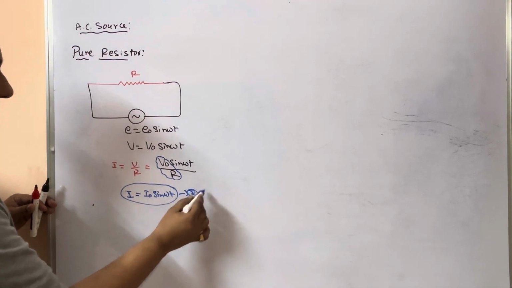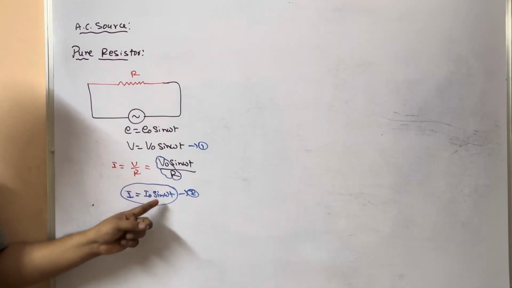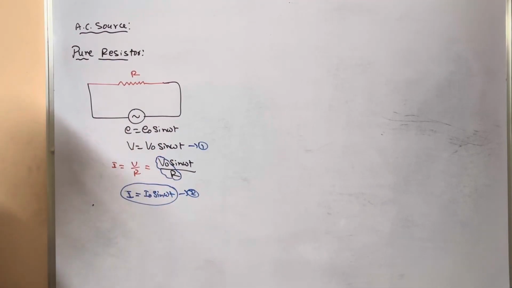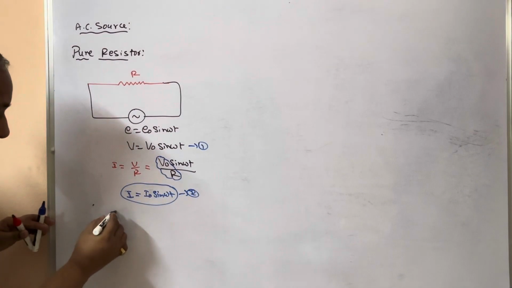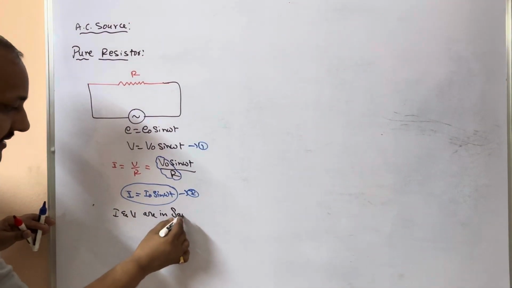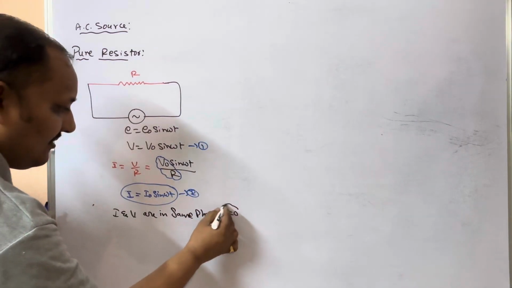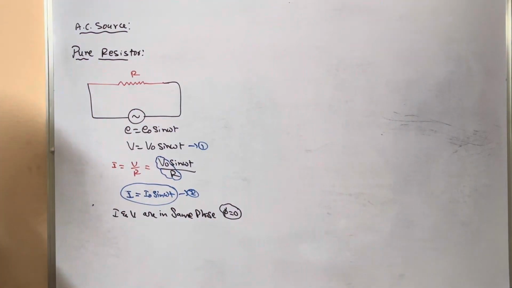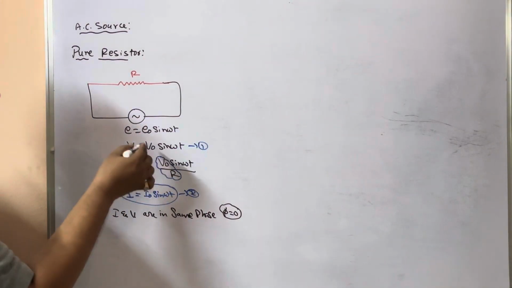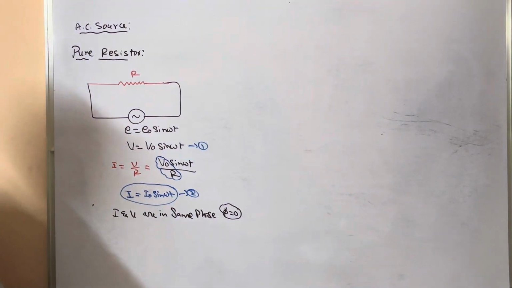If you observe equation 2 and equation 1, here also sin omega t, here also sin omega t. Therefore, both are said to be in same phase. So both current and voltage are in same phase, and the phase difference is going to become 0. Same phase means in which direction the source of AC is there, in that direction this current also will be present.